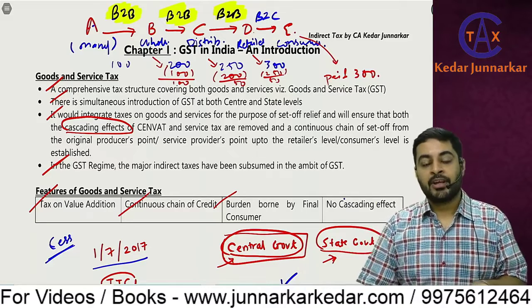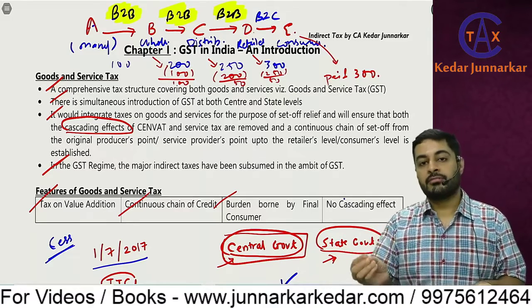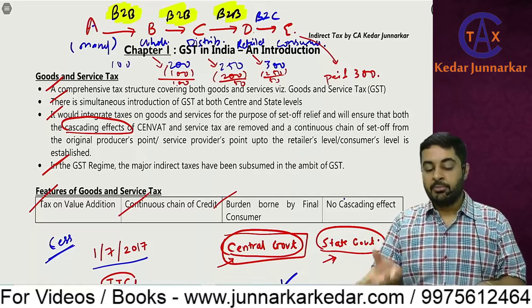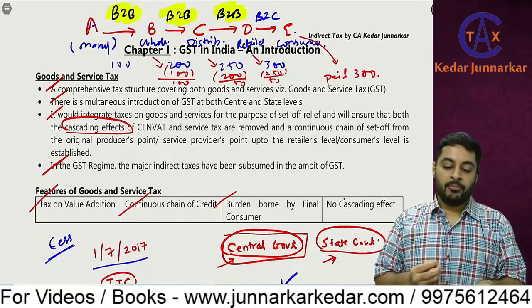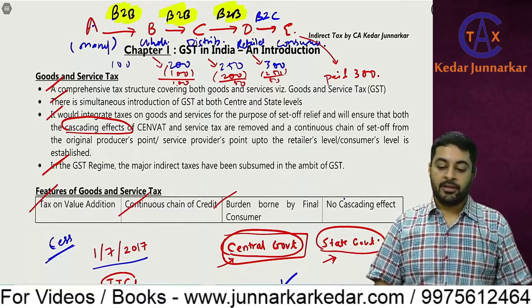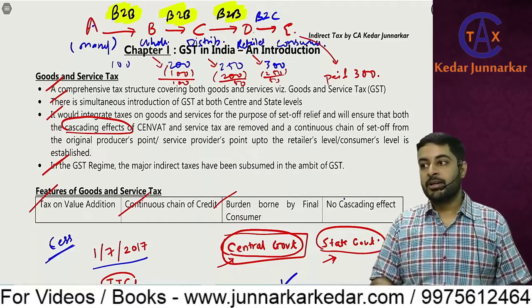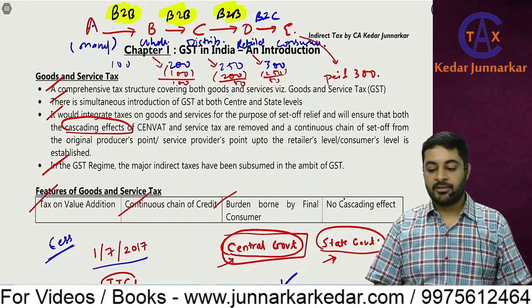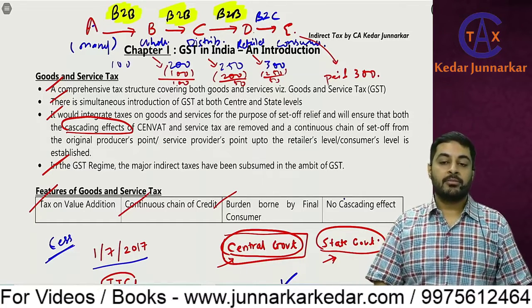D has sold goods, and on that tax is 300, but tax on purchase is 250. So he will pay only 50 to government. And E is the ultimate consumer. He is not using it further for business. So that burden of 300 is on E.